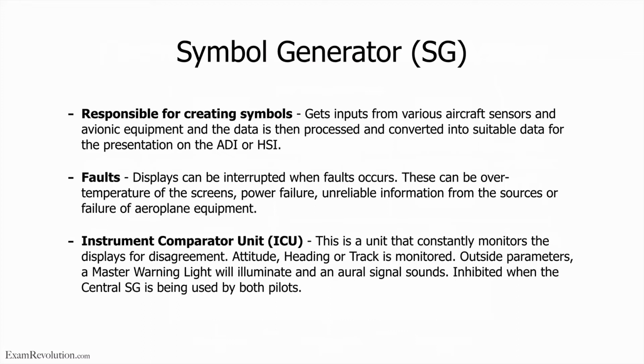Now, faults, obviously, this is electronic, right? It's like any software, they can have faults. And displays can be interrupted when faults occur. So there can be a red cross across the display, right? If the system picks up that there's a fault, it can put a red cross across the display. And why can these things have faults? Well, it can be things like over temperature of the screen. If the screen becomes too hot, then it will most probably just go off and black out. Or it can tell you as well that this screen is reaching its maximum temperature limit or something like that. It can be because of power failure. It can be because of unreliable information from the sources, or failure of the aeroplane equipment, right?